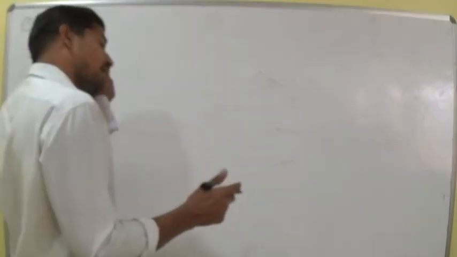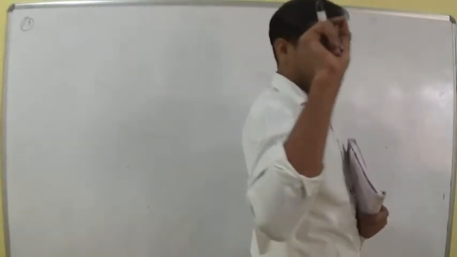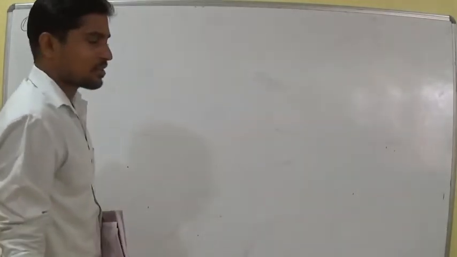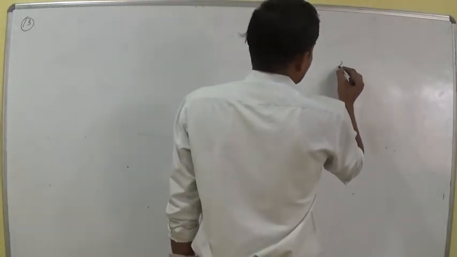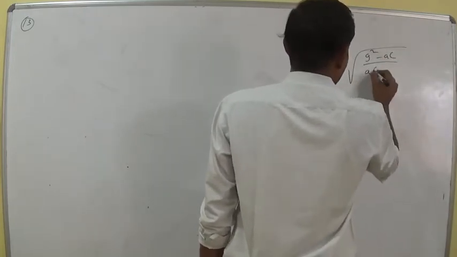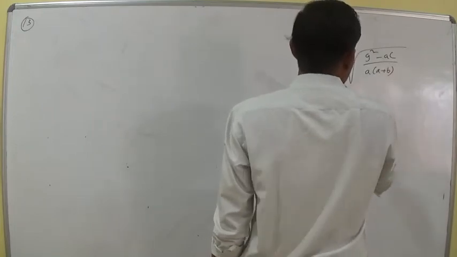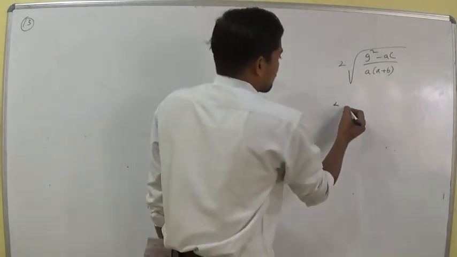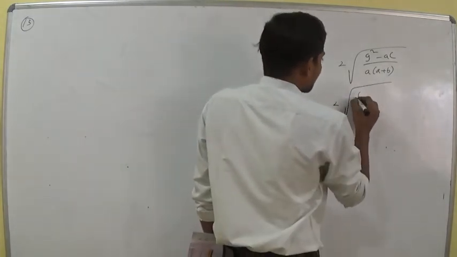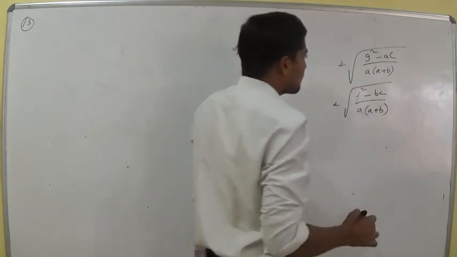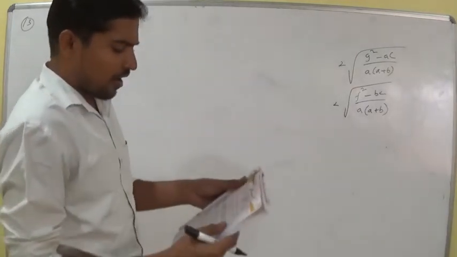If the point lies on the y-axis, at that time the x coordinate is 0. So x coordinate is 0, the perpendicular distance between the parallel lines. We have a formula, 2 square root of (g square minus ac) by a into (a plus b). This is a formula for the distance between parallel lines, or 2 square root of (f square minus bc) by a into (a plus b). Here the point is on the y-axis.